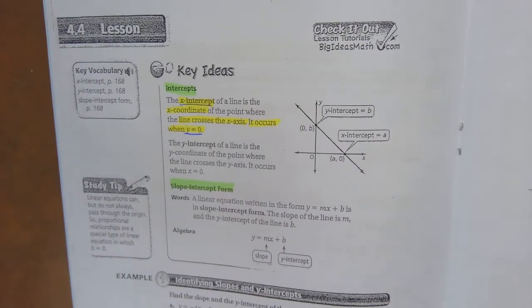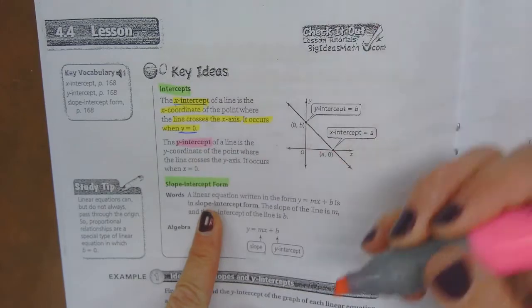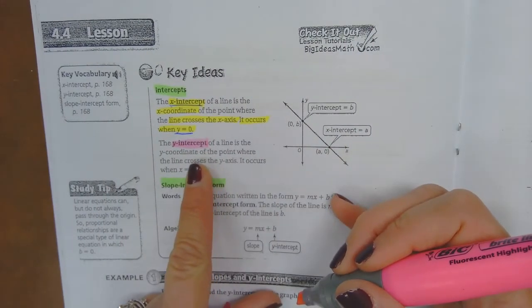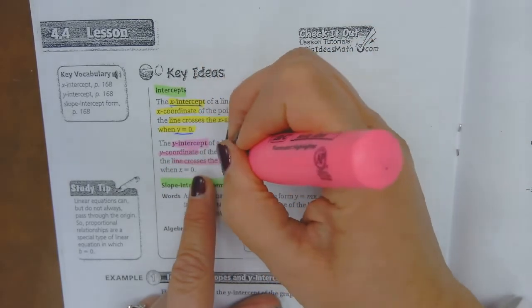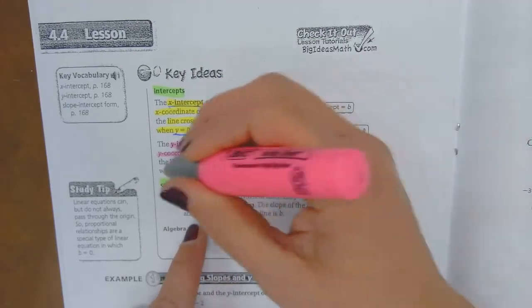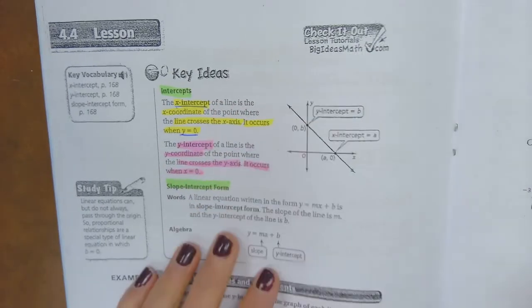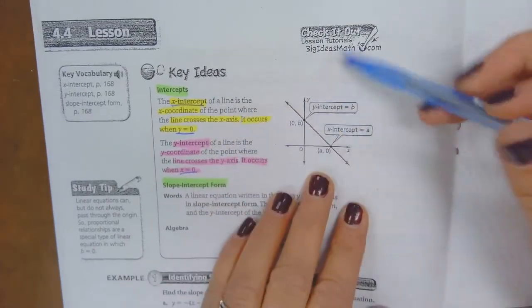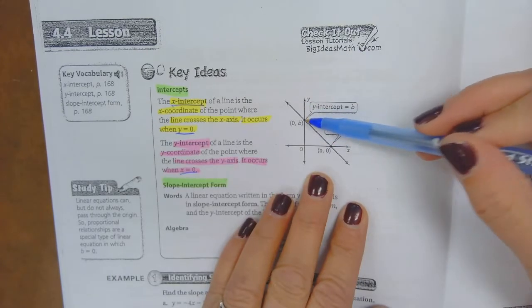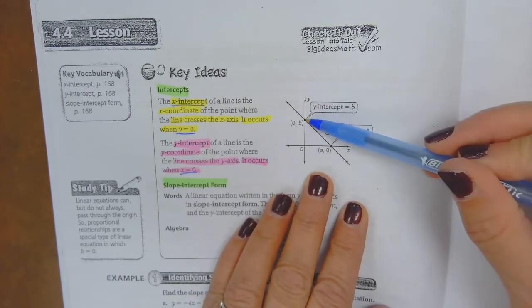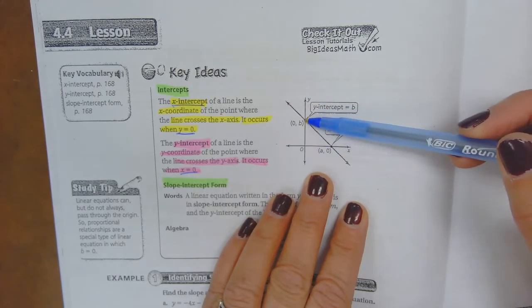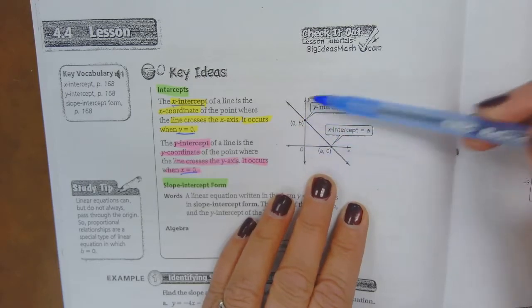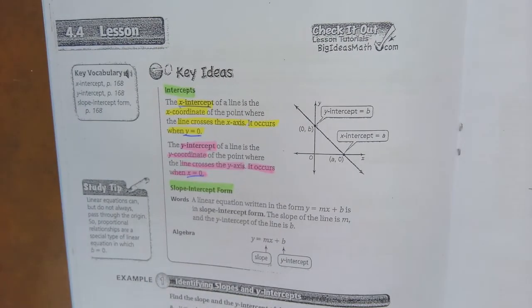The other one that we have is the y-intercept. And the y-intercept of a line is the y-coordinate of the point where the line crosses the y-axis. And it occurs when x is equal to 0. Okay? And if you look at the picture, here is your y-intercept, and it's going to intercept the y-axis when x is at 0 and b is any number along the y-axis. So that's where it's going to fall along there.